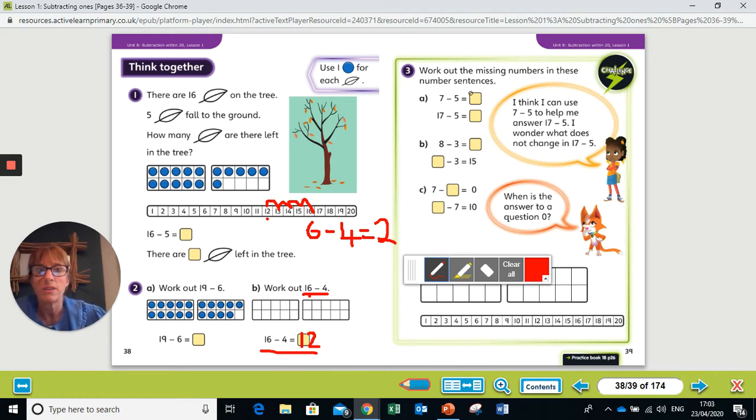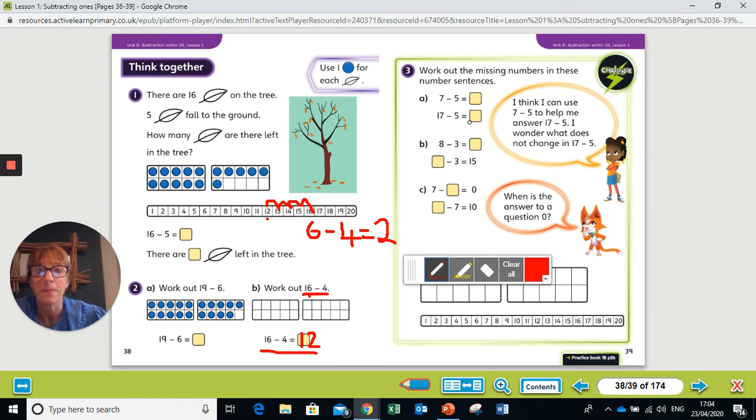So let's try number 3 together. We might be able to work through these quite quickly. Work out the missing numbers in these number sentences. So here's the number sentence. 7 take away 5. We have to work out what that answer is. And then we have to work out 17 take away 5. Let's look at all of those numbers. What do you notice is the same?